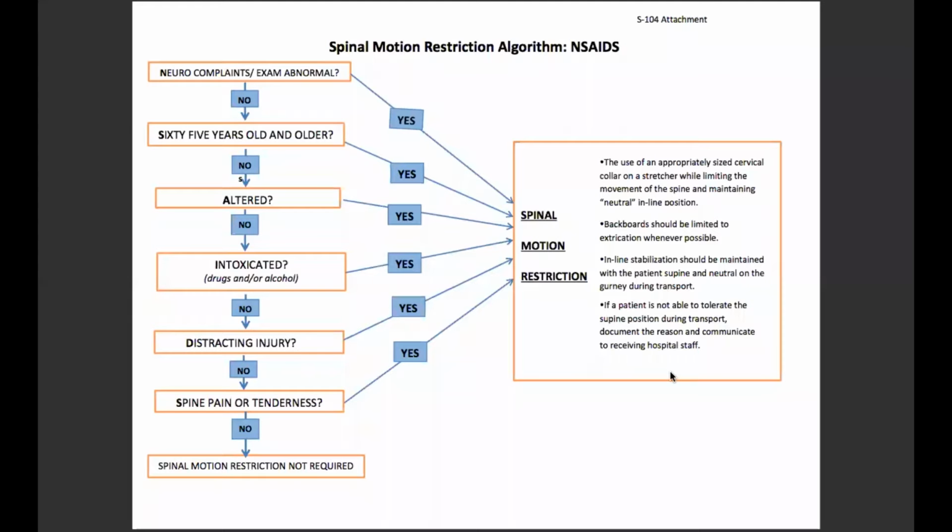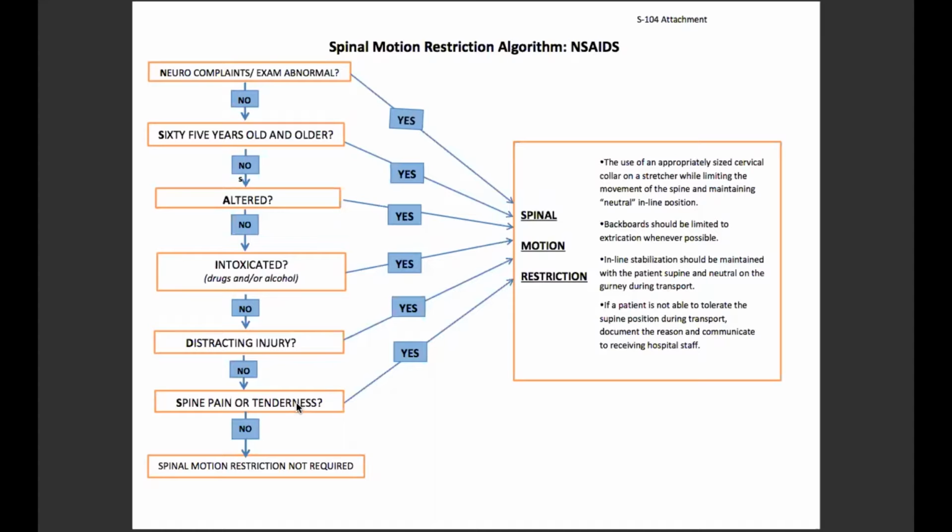All right, welcome back to the next in the protocol video series. Today we're looking at the spinal motion restriction algorithm, also known as NSAIDS. This is the S104 attachment. This can be found in the skills section of your protocol book. NSAIDS stands for neuro complaints, 65 years and older, altered, intoxicated, distracting injury, spinal pain or tenderness.